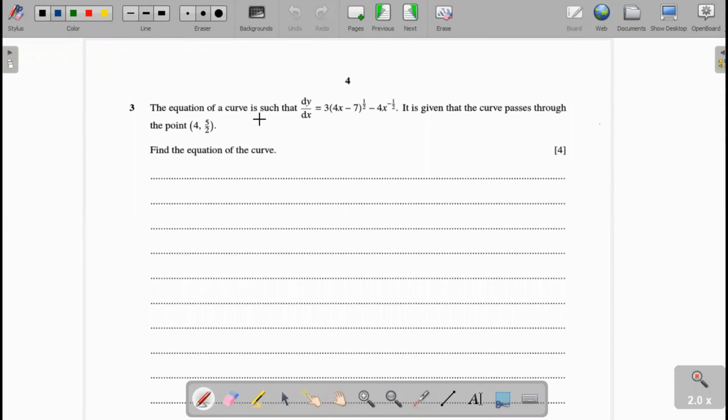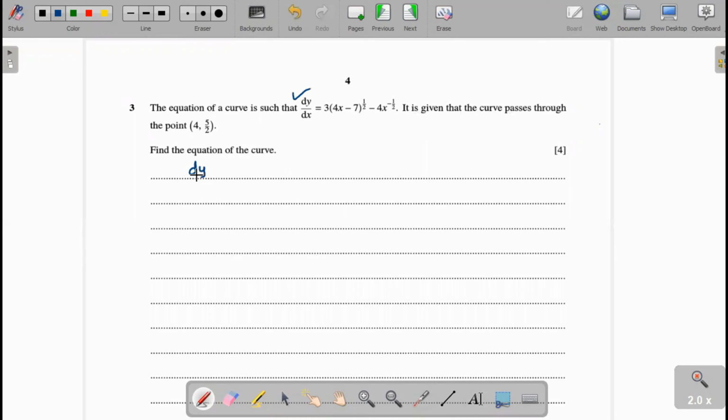Question 3. The equation of a curve is such that dy/dx equals 3 times (4x minus 7) to the power 1/2, minus 4x to the power minus 1/2. It is given that the curve passes through the point (4, 5/2). Find the equation of the curve. Now to find the equation of the curve, we have to find y.